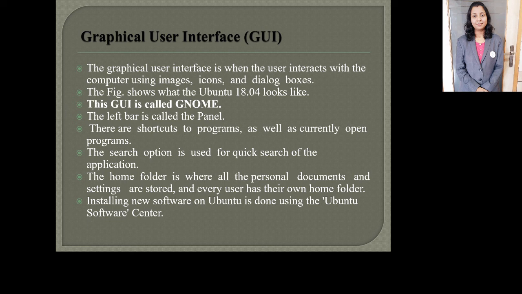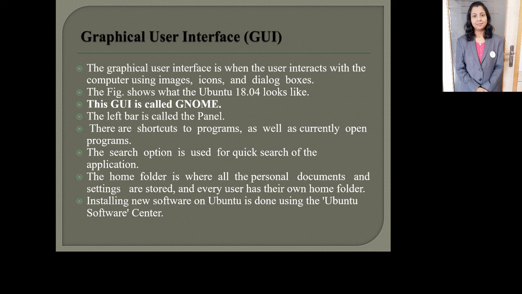There are shortcuts to programs as well as currently open programs. The search option is used for quick search of any application. The home folder is where all the personal documents and settings are stored, and every user has their own home folder.